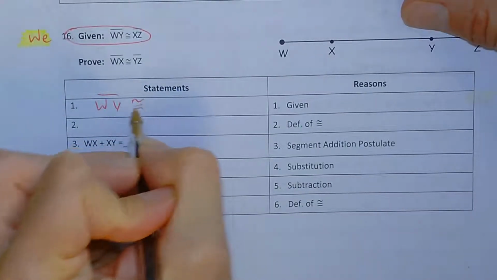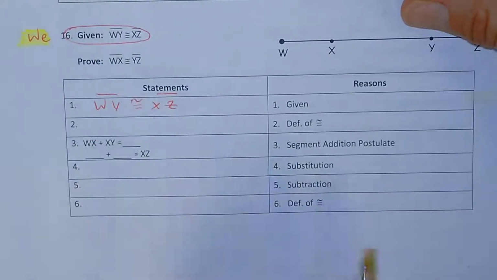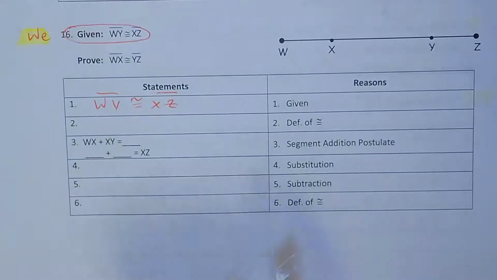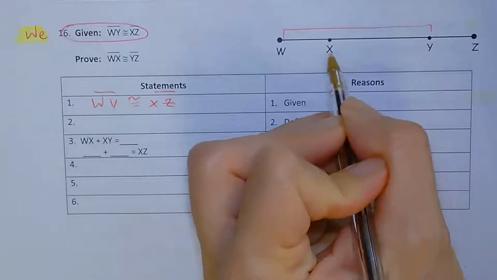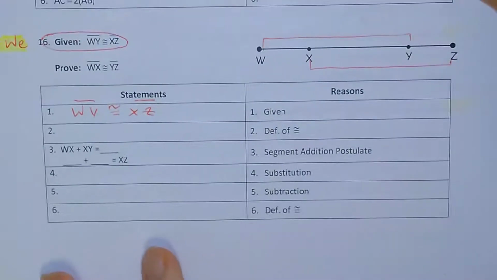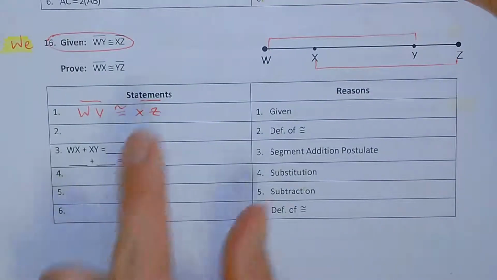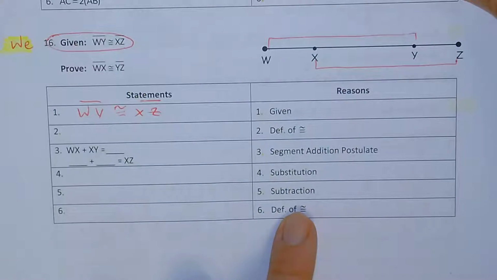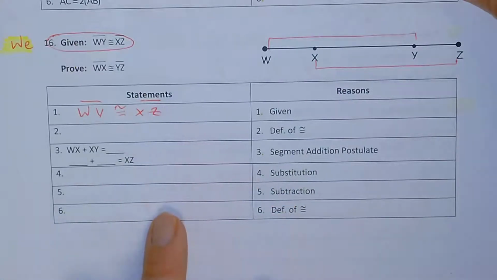Sometimes it's already there for you, but in this case we have to write it. They gave you that WY was congruent to XZ. So those two things were congruent to each other. Now we're going to use all of these reasons and figure out what we can say for the statements.